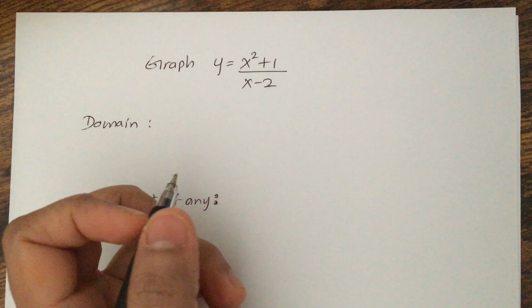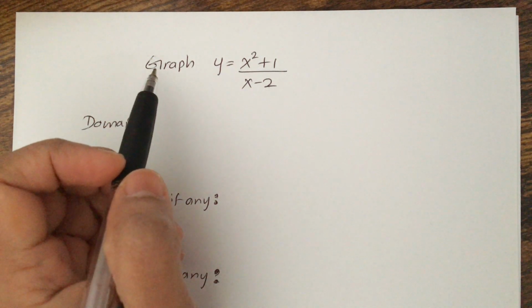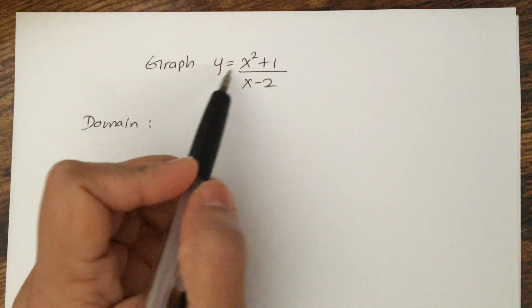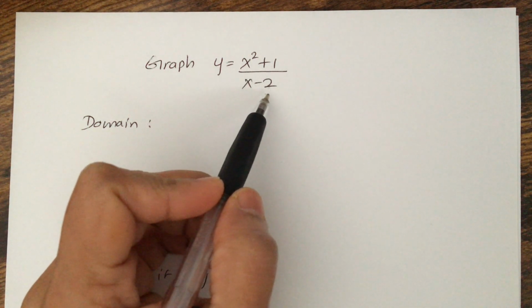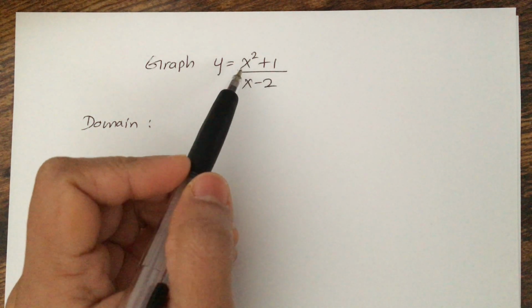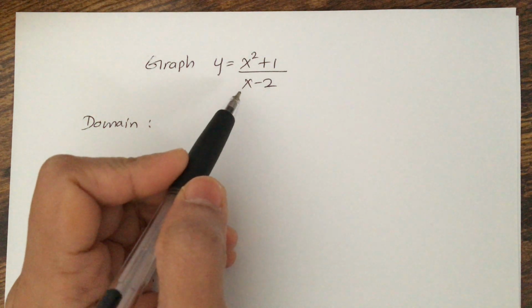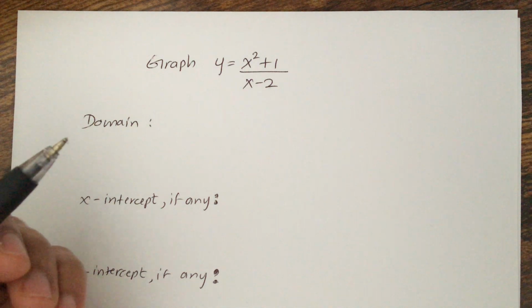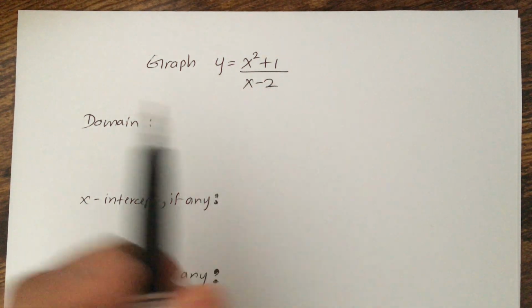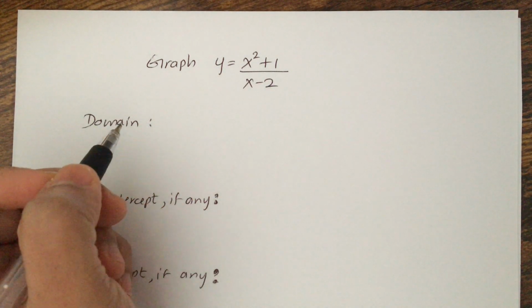So today we are going to graph another rational function, y equals (x squared plus 1) over (x minus 2). This rational function is a little bit different than the previous rational functions we discussed. So let's look at this one, okay? First, let's look at the domain of this function.